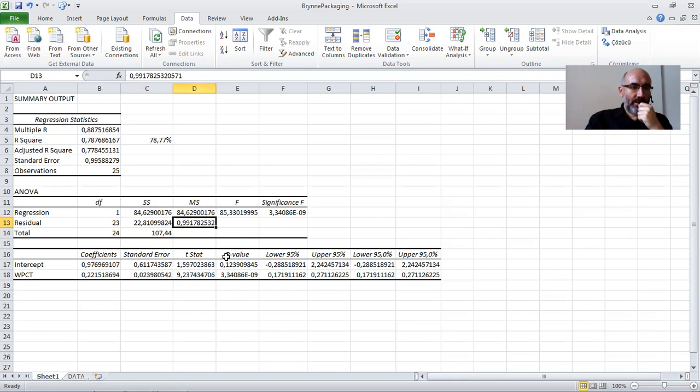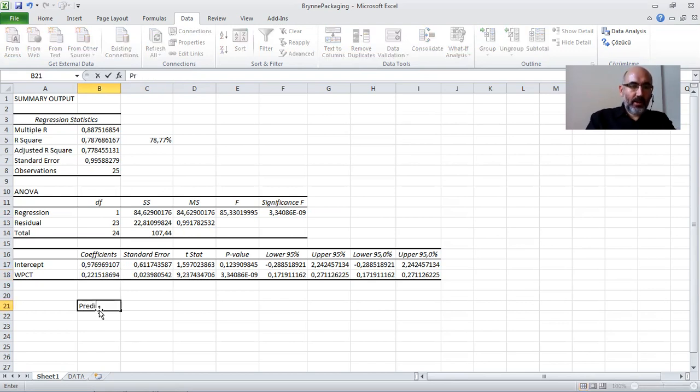You might also notice that the standard error is very close to this. The reason is basically the sum of squares error divided by n minus k minus 1, and if you take the square root of that, that is the standard error. That's why they're close in this case. So what's my equation? 0.97 plus 0.22 times WPCT.